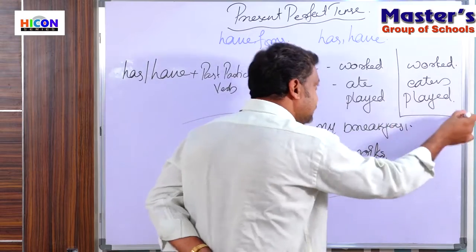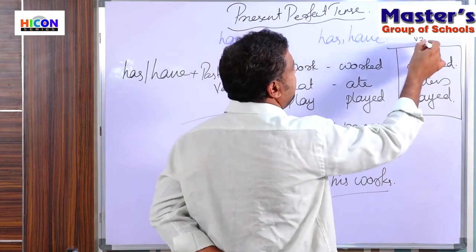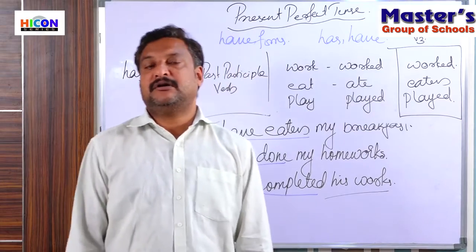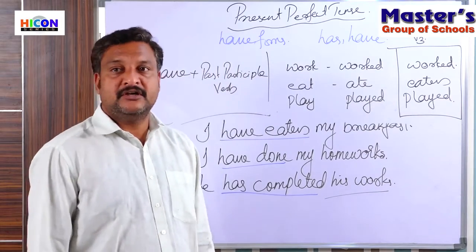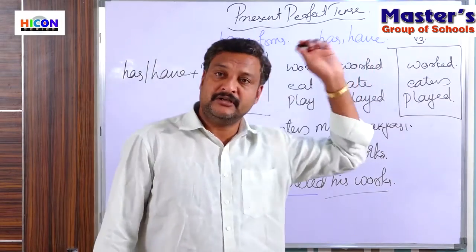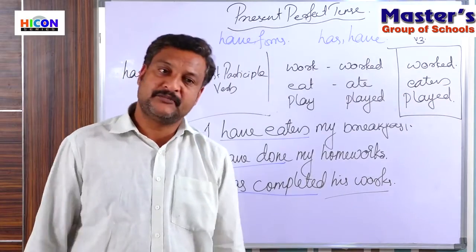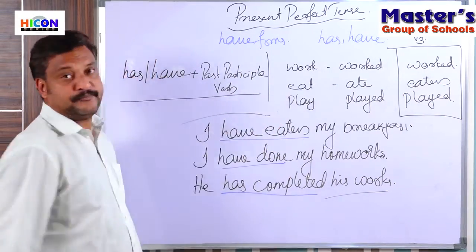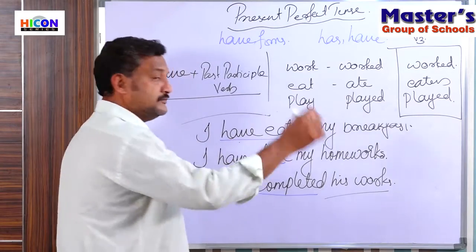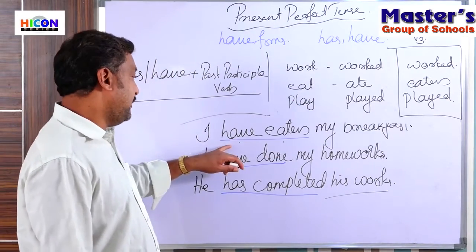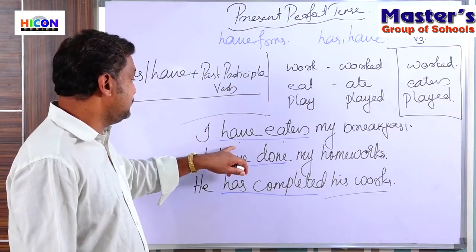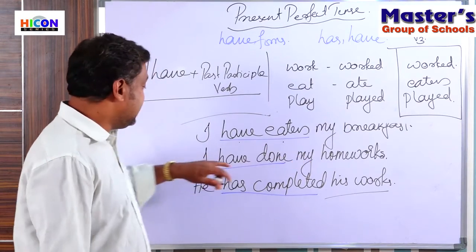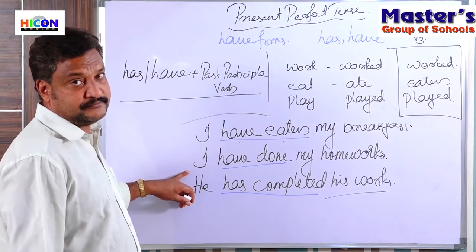So this is what we call the V3, the third form of a verb, or the past participle form of the verb. That is used after the have form. See, I have eaten. I is a subject, so we use have. Then V3, eaten. The second sentence also we used I.